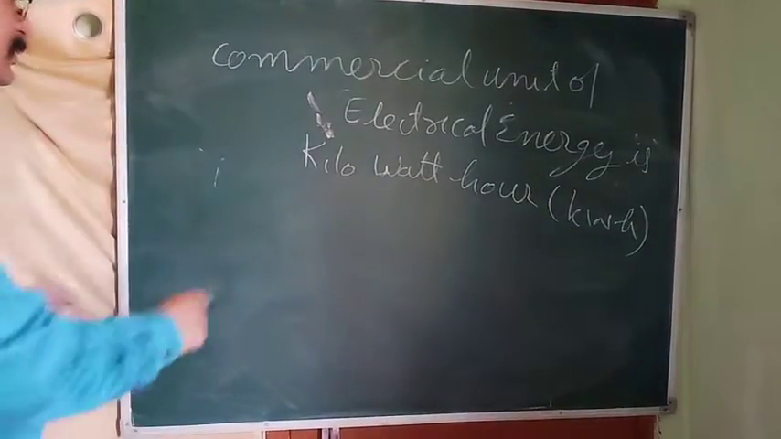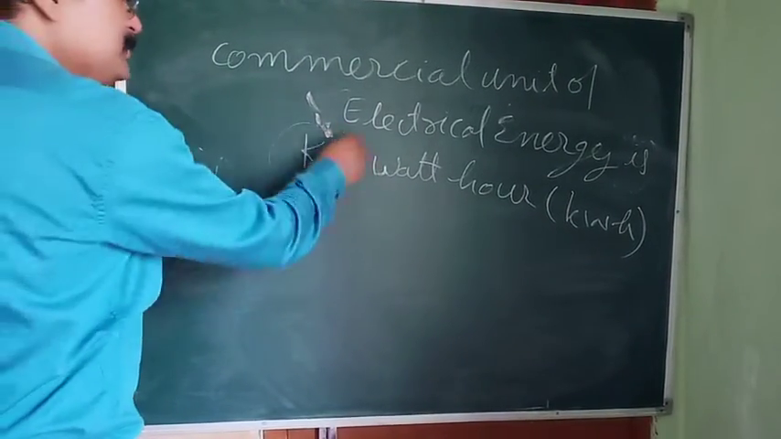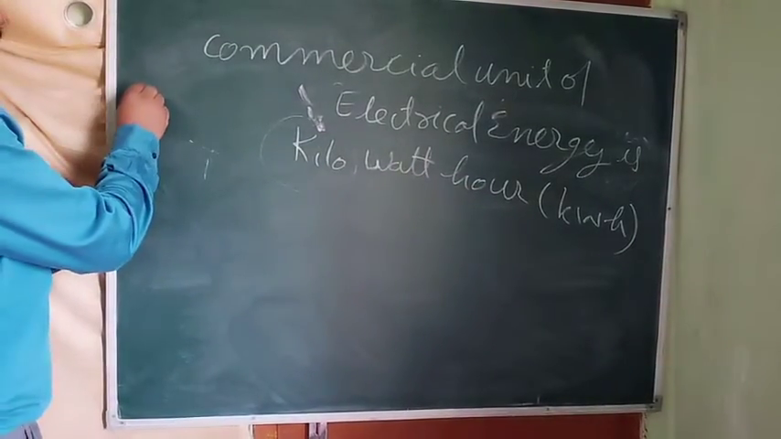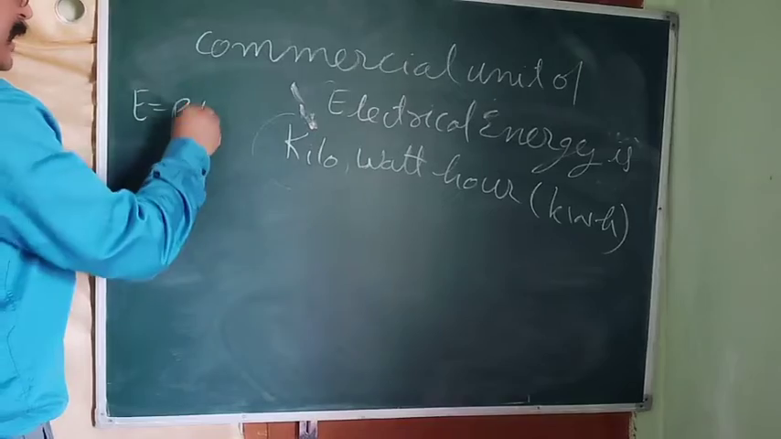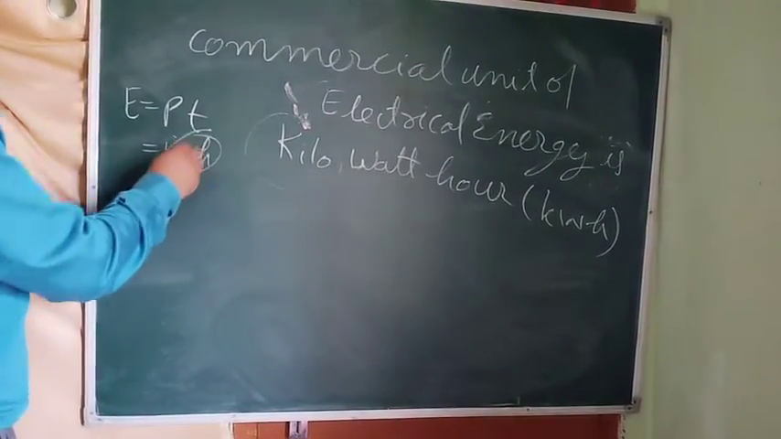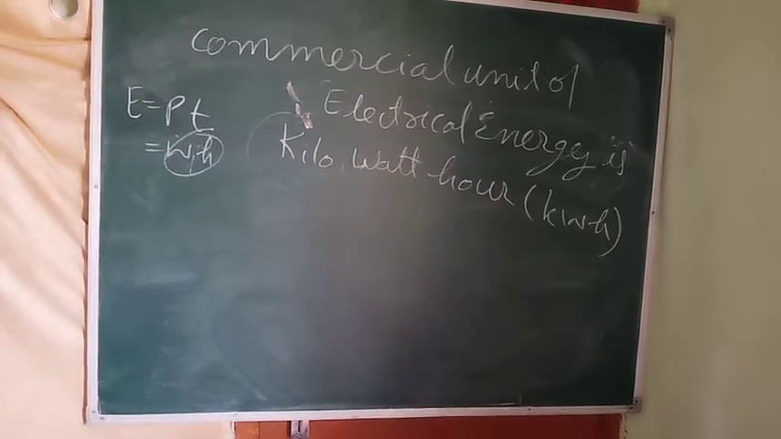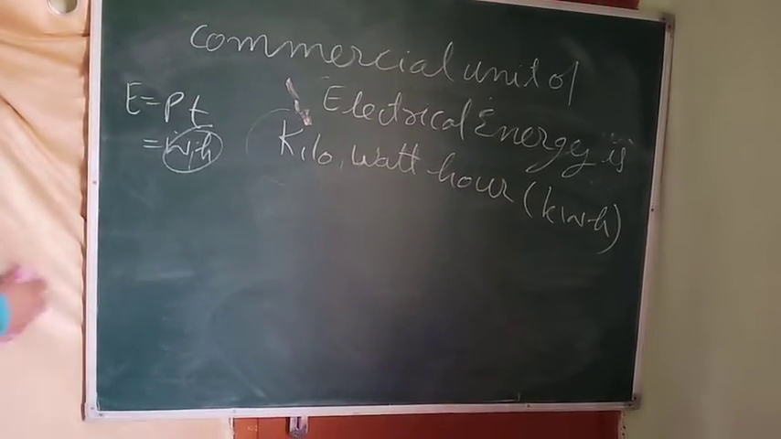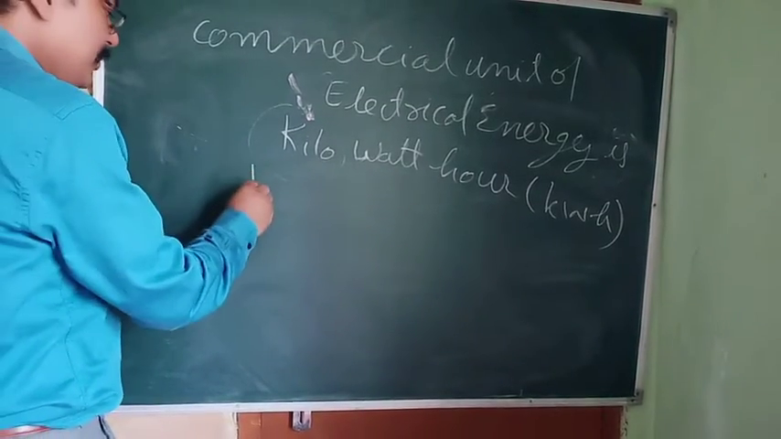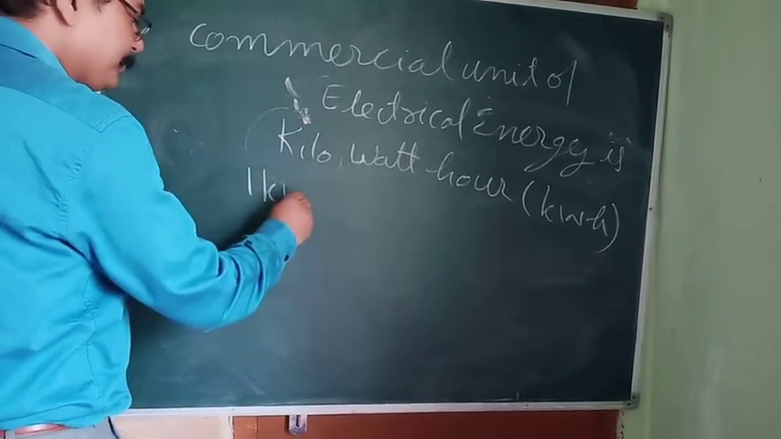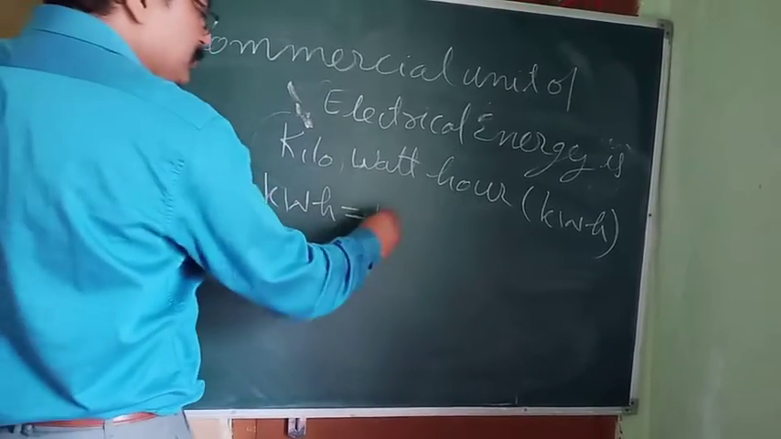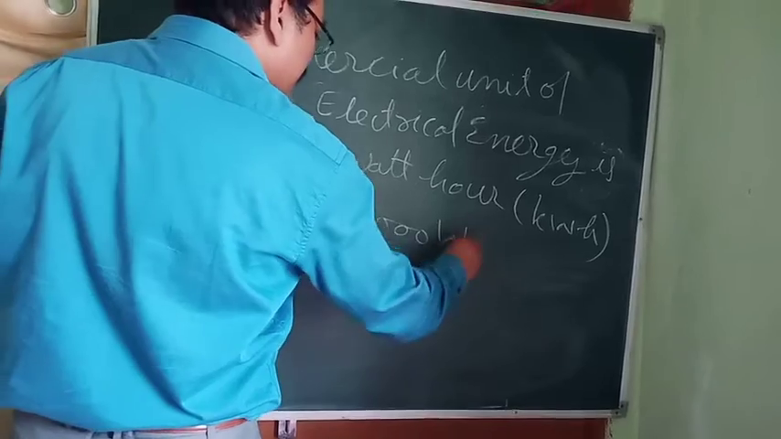But remember, kilo means 1000. Here we are having basically watt and hour. See, we know that energy is power into time. Power is watt, time is hour. So this is a unit of energy, not power. So don't get confused at all. So what is the value of 1 kilowatt hour? You know, kilo means 1000. So 1000 into 1 is how much? 1000 watt hour you are having.